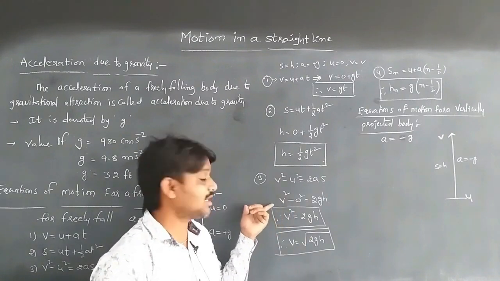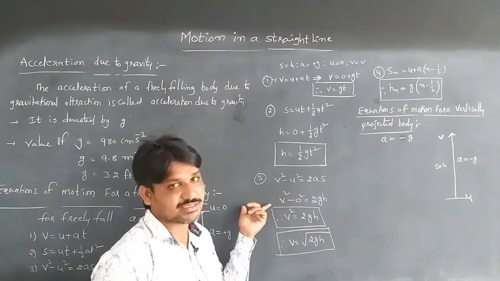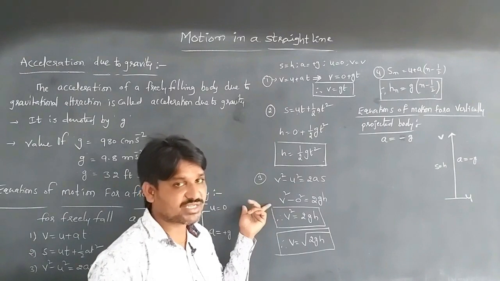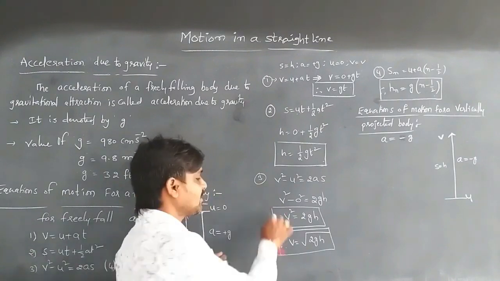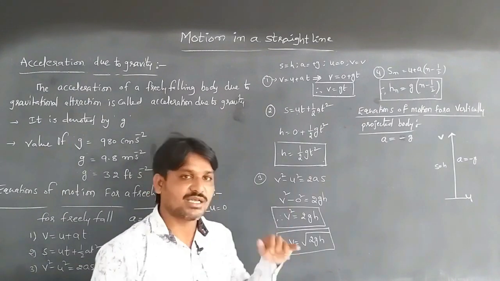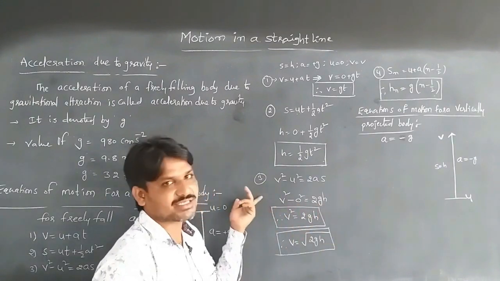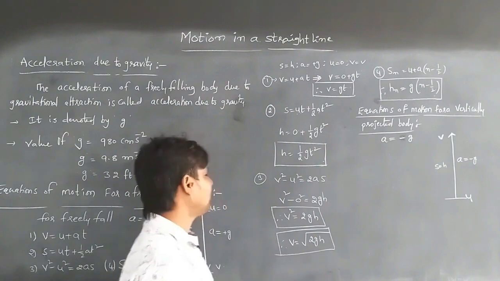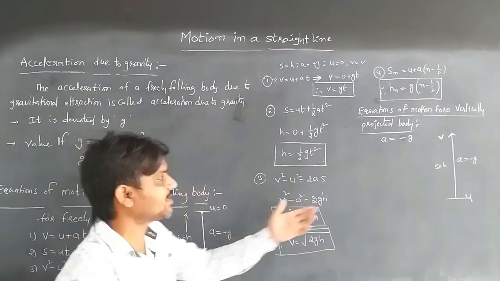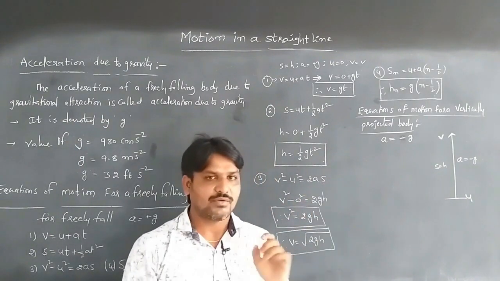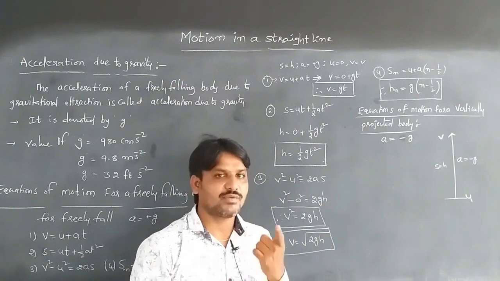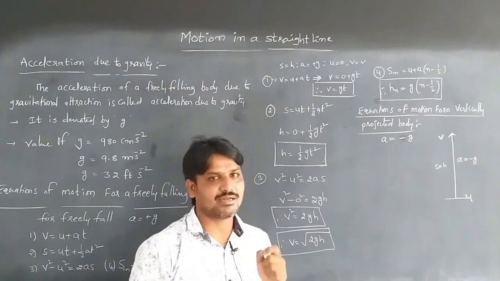Here we are ignoring the air resistance. If air resistance were considered, then we would get other equations. So in the freely falling body case, and in the vertically upward projected body case, we are not considering air resistance.